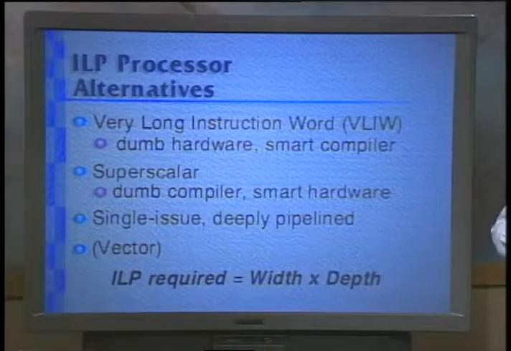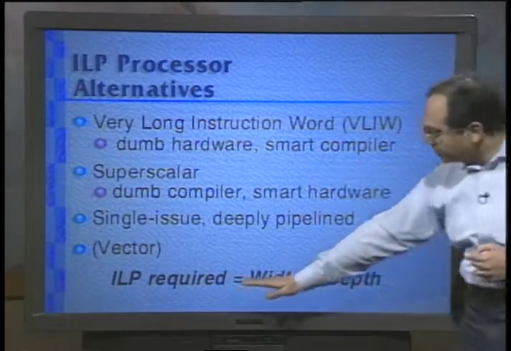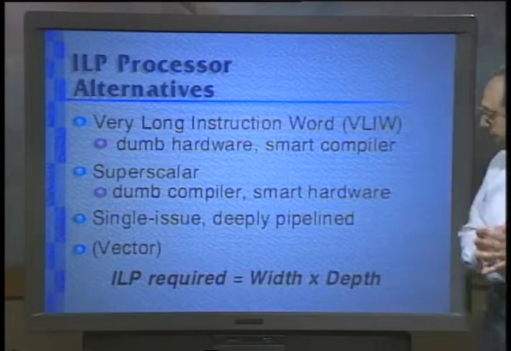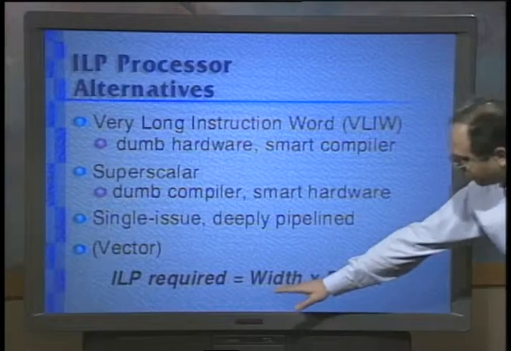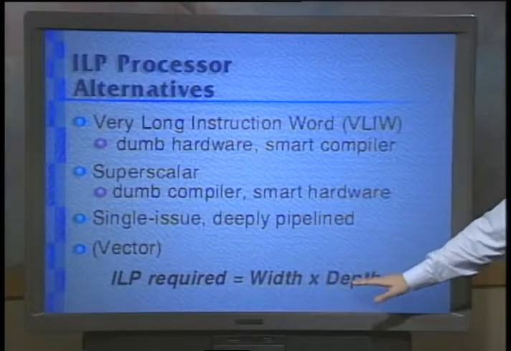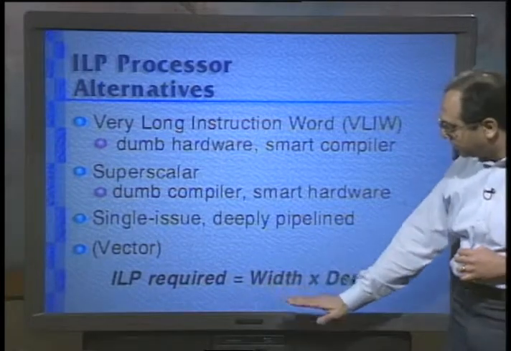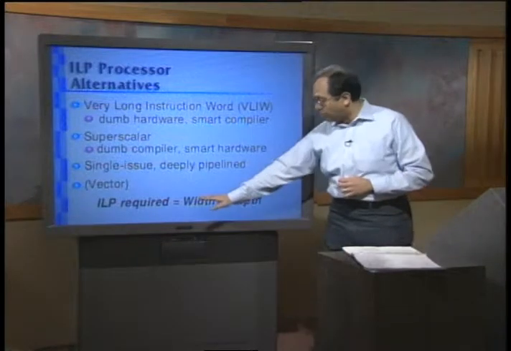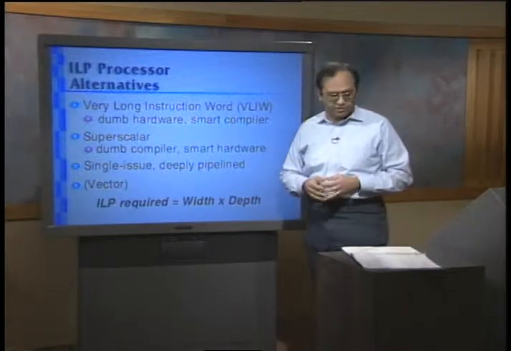I want to point out that from the compiler's point of view, there's little difference between these three. Eventually, what the compiler is concerned with is how much ILP it needs to be able to find and exploit. And that is determined by the number of functional units multiplied by the pipeline depth of the functional units. And it really doesn't matter whether you've got a number of units which are pipelined to a lesser extent or fewer units that are pipelined to a greater extent. The compiler's task is much the same.